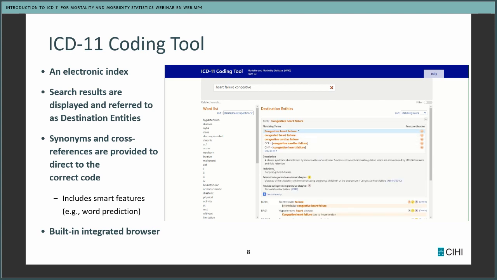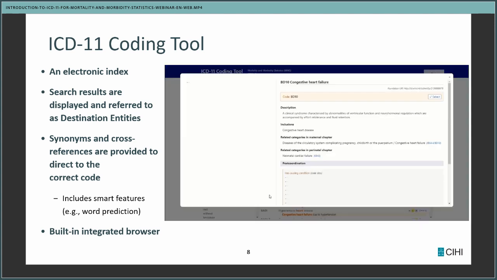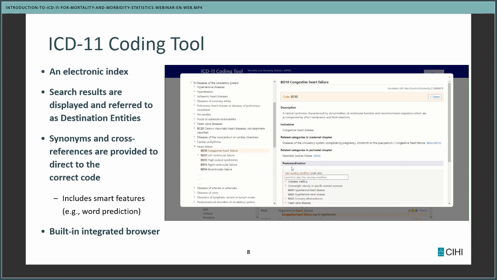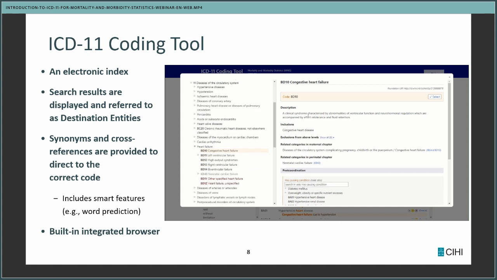If you click See in Hierarchy, it will lead to a built-in integrated browser. Here you can see the code details along with post coordination, which will be explained shortly. You will also see an interactive code hierarchy to the left to ensure that you have selected the most specific code available for the clinical term or phrase that you are looking for.